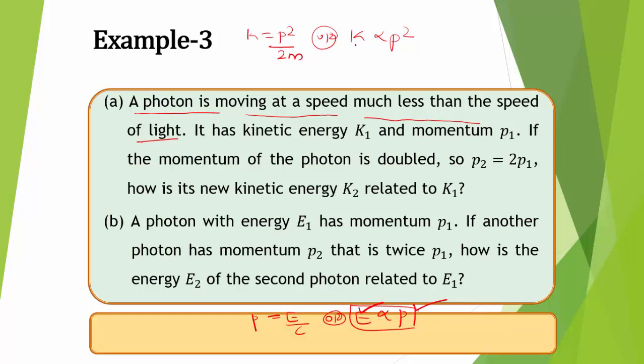Here initially it has a certain kinetic energy, but the momentum is doubled. Now in this condition, if the momentum of the photon is doubled, the kinetic energy will become 4 times. Now you get the answer for option A, that is 4 times its initial kinetic energy. Second one, 2 times its energy.